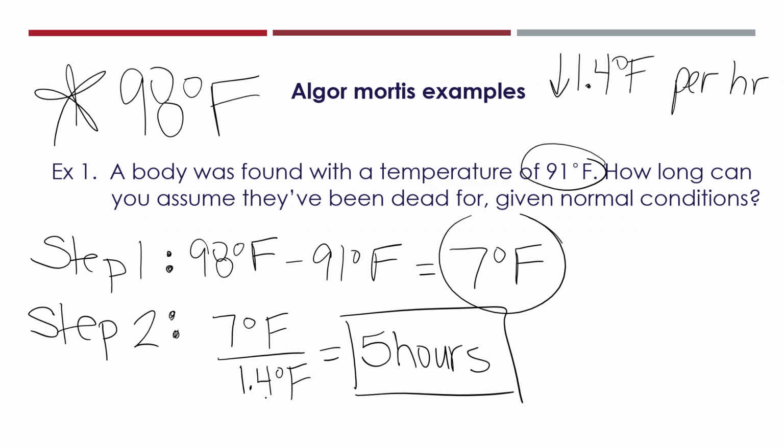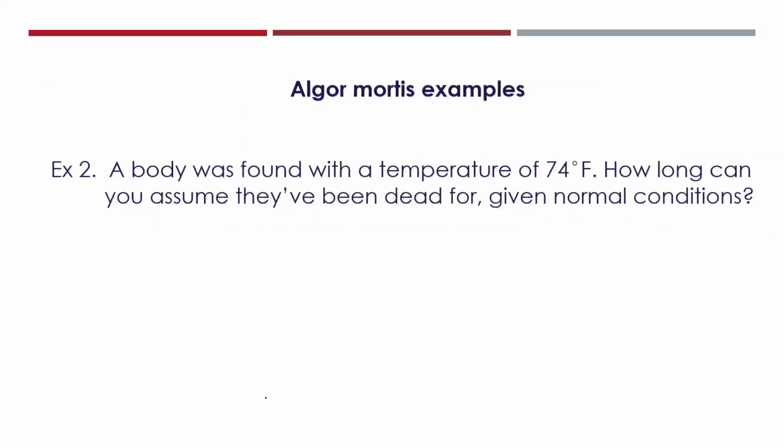Okay, let's try a more complex one. A body was found with a temperature of 74 degrees Fahrenheit. How long can you assume they've been dead for? Remember, we're always starting with 98 degrees Fahrenheit. So step 1. 98 degrees Fahrenheit, that's our starting temperature, a healthy living person, minus the temperature at which they were found, 74. So do that math.